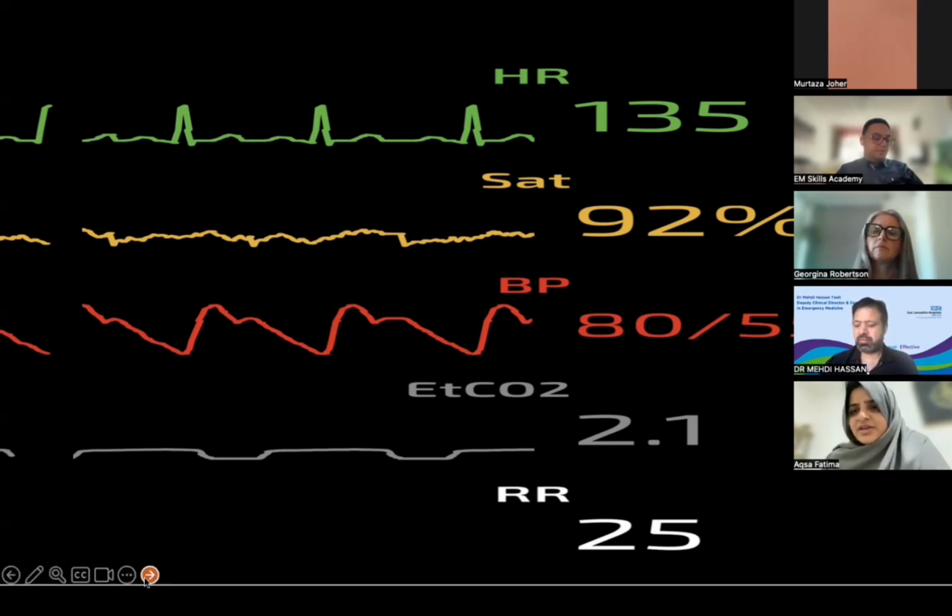Can I quickly go on to the chest? Saturation is 92, so can we put on 15 liters of oxygen, Julie? Is that okay? Yeah, I'll do that. Right. So respiratory rate is 25.